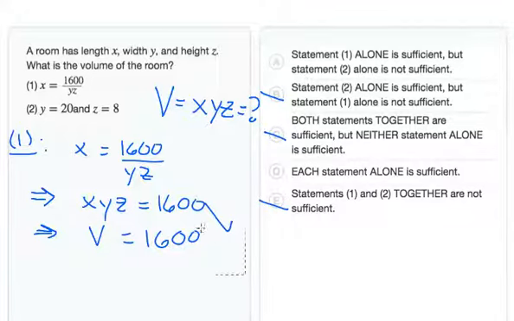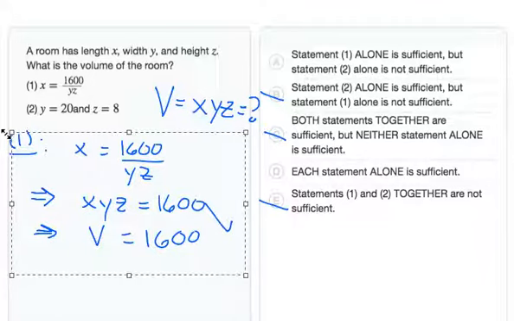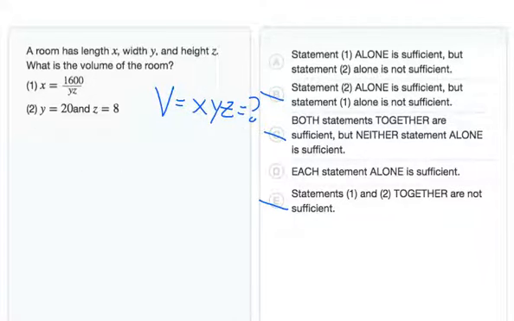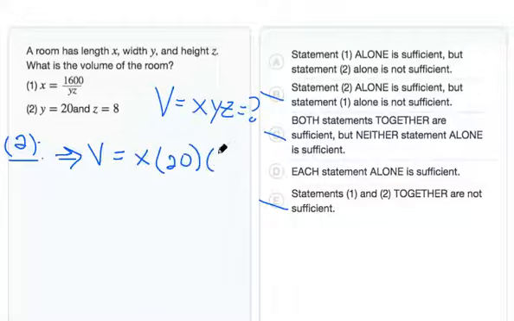Let's clear the board first just to give us some space. And we'll consider statement 2. For statement 2, we're given y equals 20 and z equals 8. So using our volume equation, we can go ahead and plug in for y, which would be 20, and for z, which would be 8.